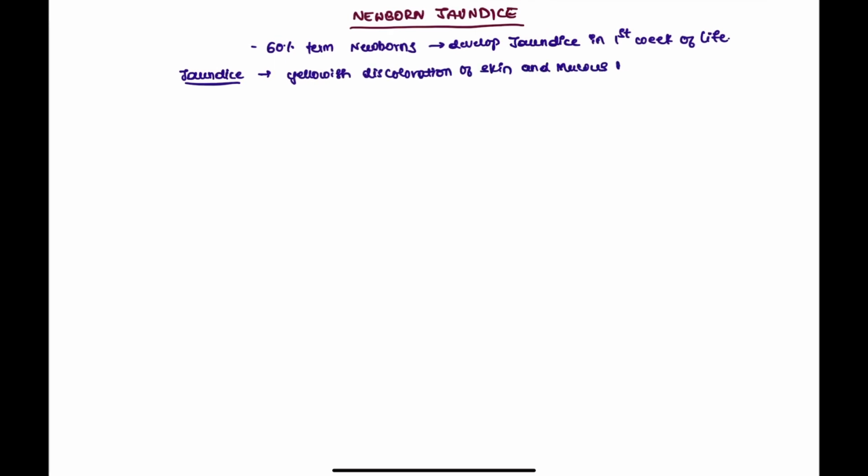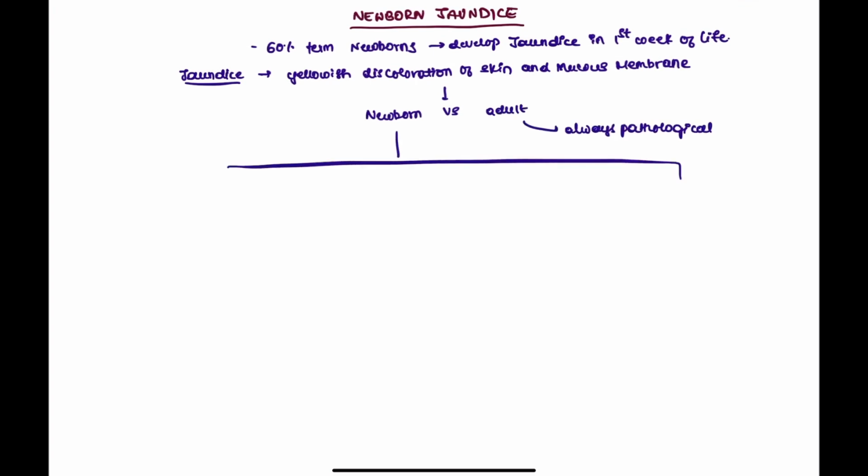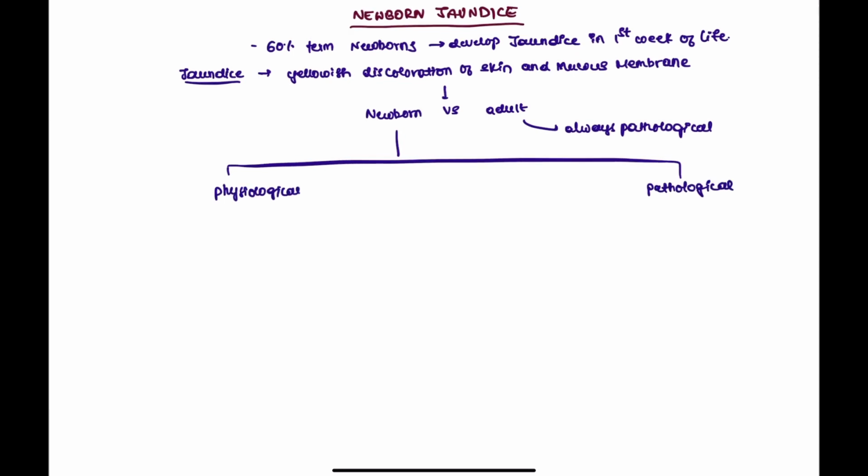But what is the difference between jaundice in a newborn and jaundice in an adult? In an adult, jaundice is almost always pathological. But in a newborn, jaundice can be both physiological and pathological. So now we have to know what the differences are between physiological jaundice and pathological jaundice.